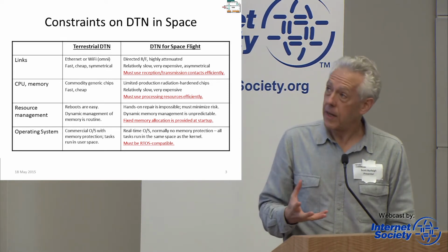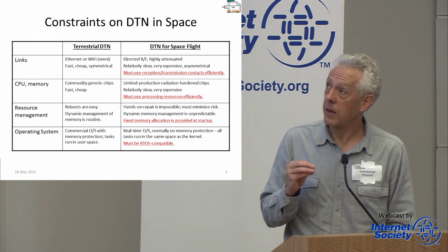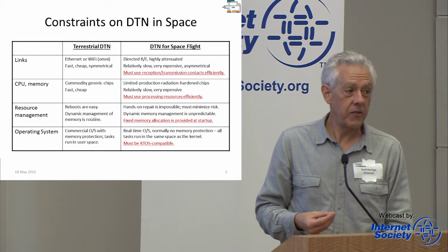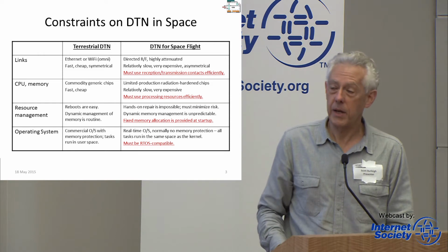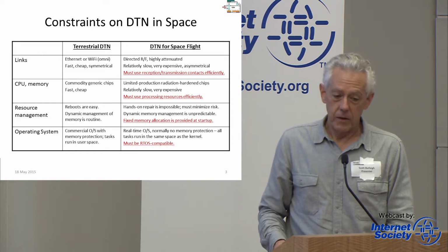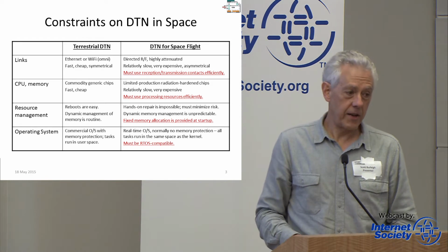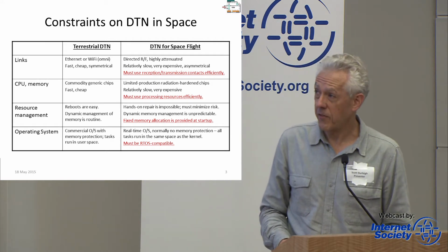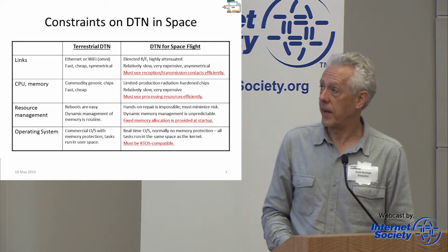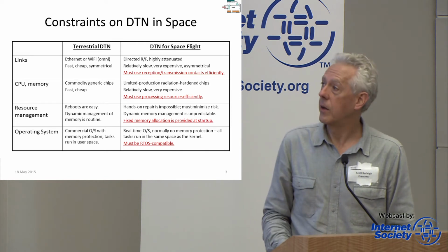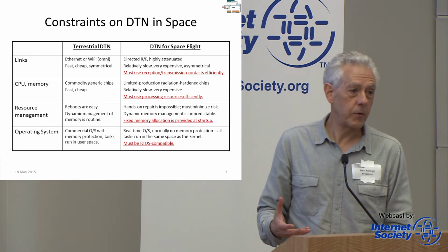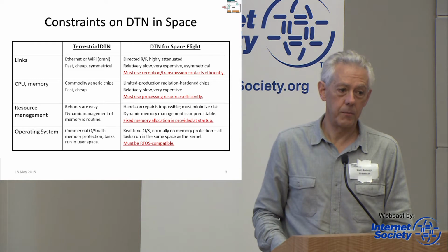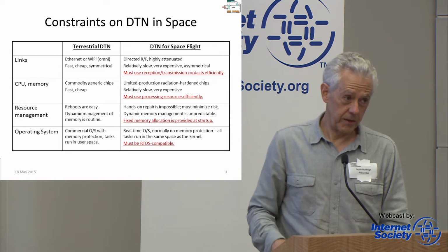In terrestrial DTN, we have typically Ethernet or Wi-Fi links, which are fast and cheap and typically symmetrical bandwidth. We have CPU and memory that are fast, cheap, commodity generic chips, very powerful. There are some operational advantages. Rebooting is easy. You push a button on your machine. Dynamic management of memory is routine. In the event that you run for so long that some latent memory leak shows up, you just reboot the machine. It's not a big deal.